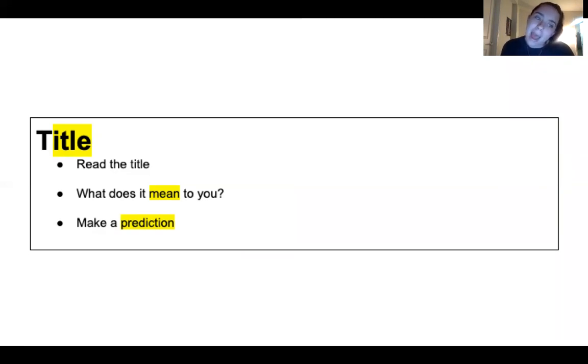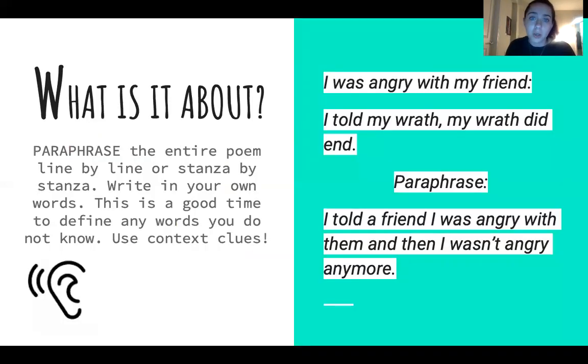And you are back, so we can move on to our next letter in TWIST, which is, of course, a W. The W in TWIST stands for what is it about? Now that we've read our title, we need to figure out what this poem is actually about. So in this section, we're paraphrasing the entire poem line by line or stanza by stanza. Stanza is one of those vocabulary words from your do now. That's like a paragraph of a poem. Paraphrase, the other vocabulary word from your do now. That's when we're putting it into our own words.